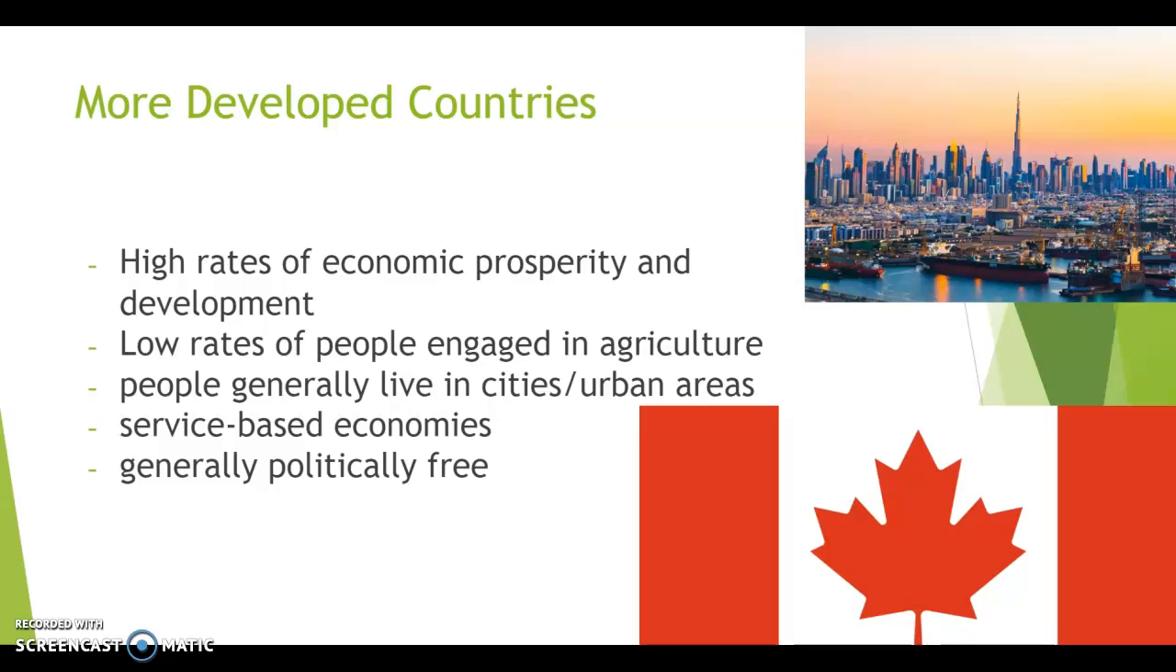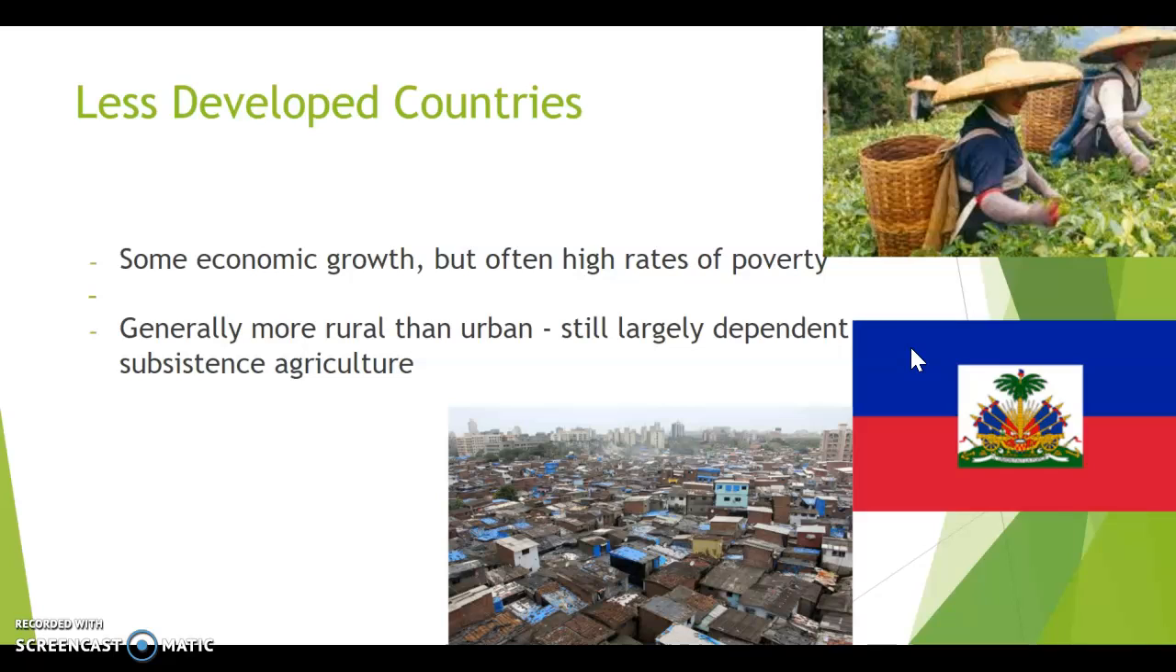In this class, we'll talk about countries with lots of people in agriculture, lots of people in manufacturing, and lots of people in services. And more developed countries generally have a lot of people engaged in services. Generally speaking, these countries are more likely to be politically free than countries at other levels of development, I would say. The country example that I have here is Canada. I don't know where the picture's from, but I think that might be New York City. But Canada is the country example that I would give for a more developed country.